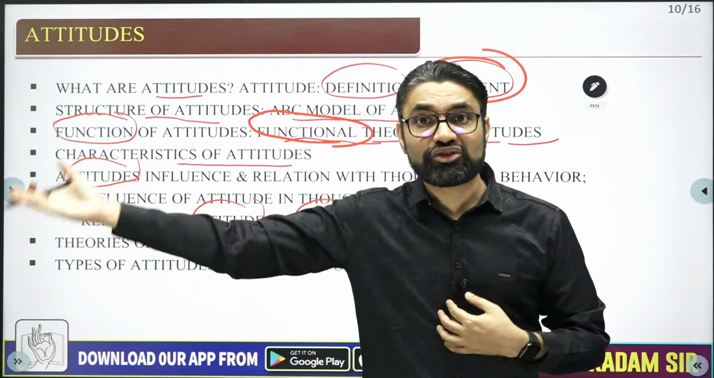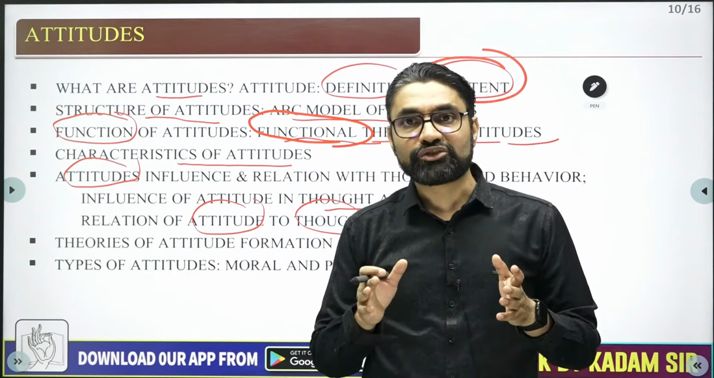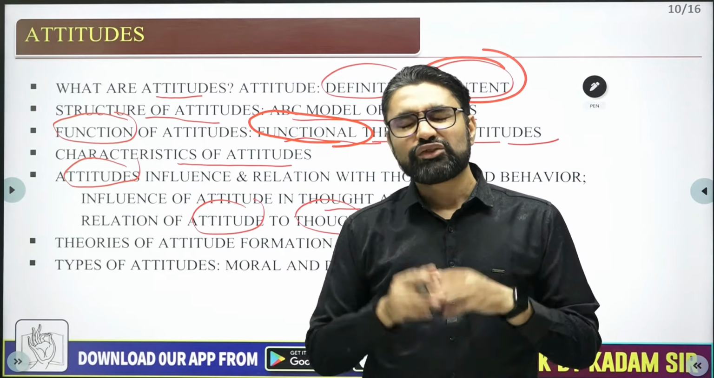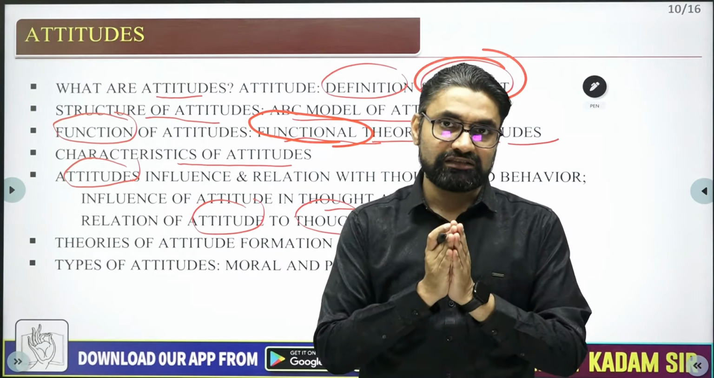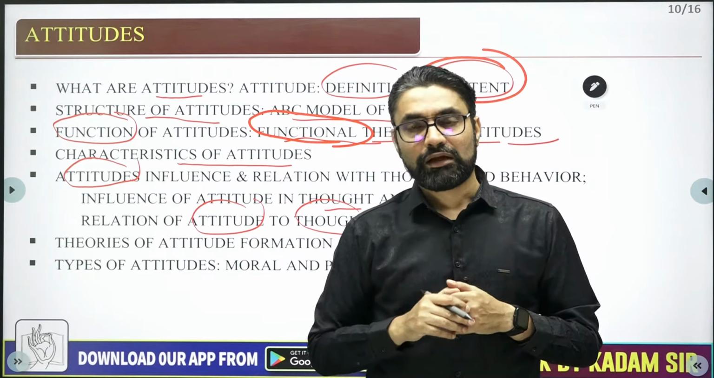Then why do we make so much dirt on the road? Why do you spit on the road? No one wants corruption. Then why do we pay the bribe? So why a gap exists between attitude and behavior, that we need to understand.